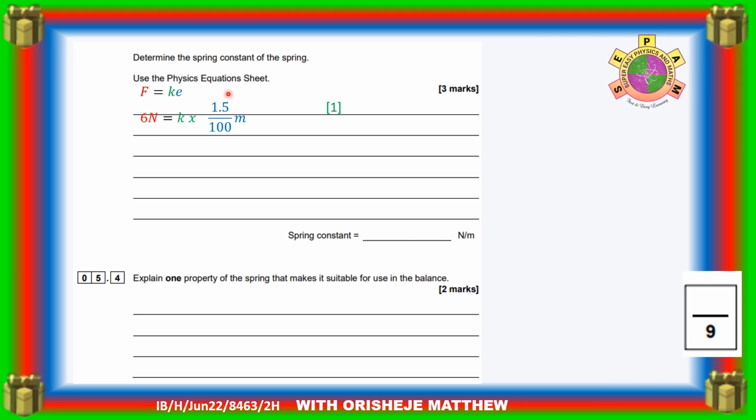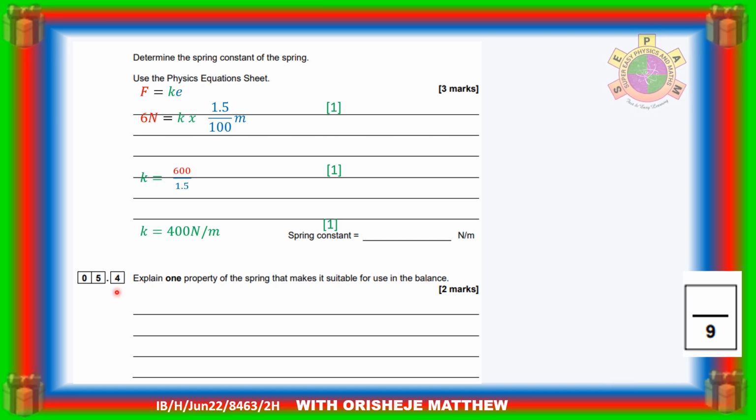Now the 1.5 cm needs to be converted to meter, and you know 100 cm make 1 meter, so we divide the 1.5 by 100. If you substitute that and make k the subject of the formula, you have 600 divided by 1.5. Solving up to this point, you have 2 marks. Then to finish up, you have 400 Newton per meter. So that is the spring constant.